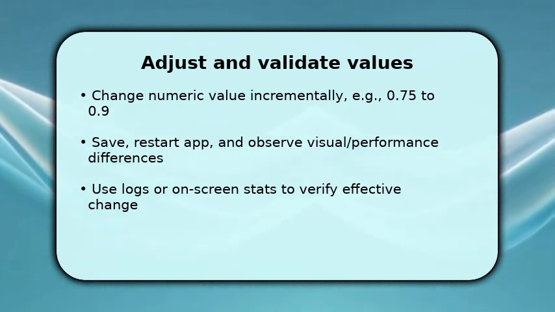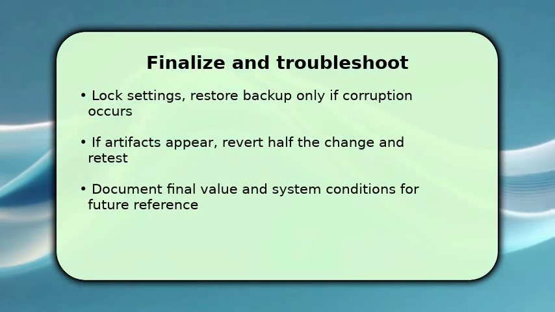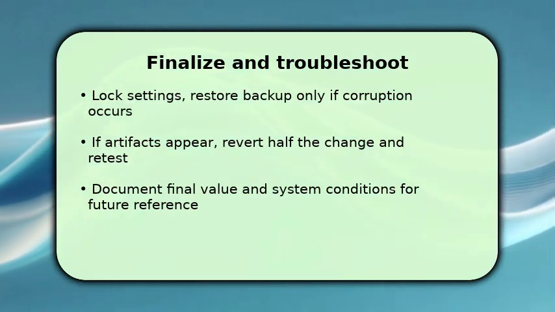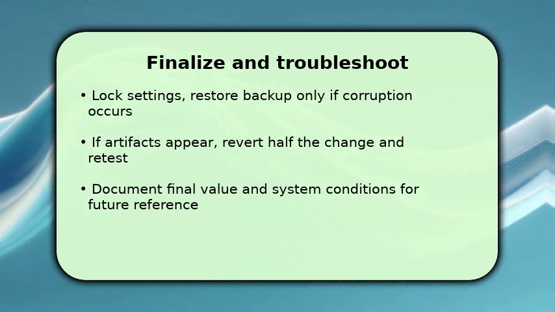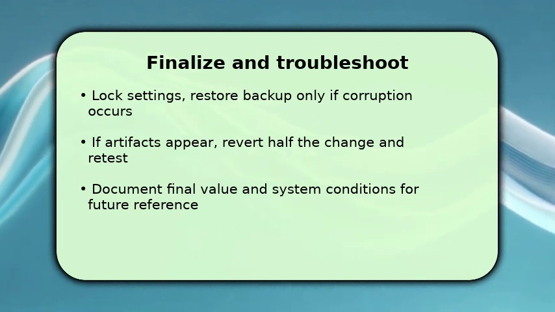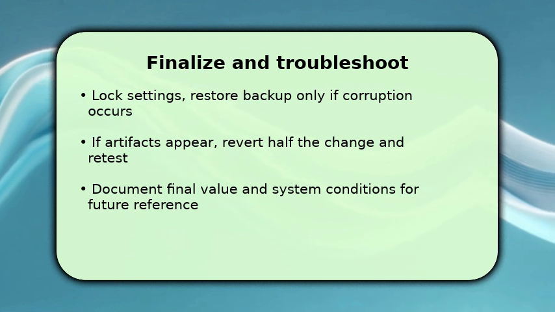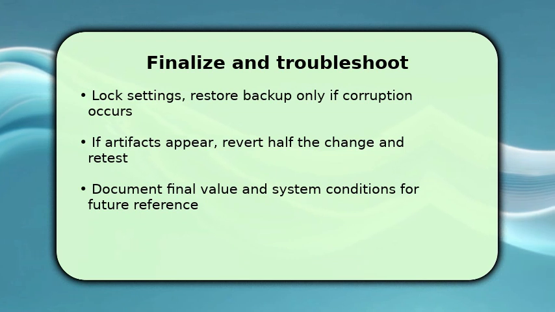Finish by locking or saving the stable configuration and documenting the final partial res value along with system conditions so you can reproduce results. If you encounter artifacts, flicker, or performance drop, revert to the backup immediately and retry with a smaller adjustment. Often reverting halfway resolves instability. Also update drivers or check for conflicting overlays if the problem persists.